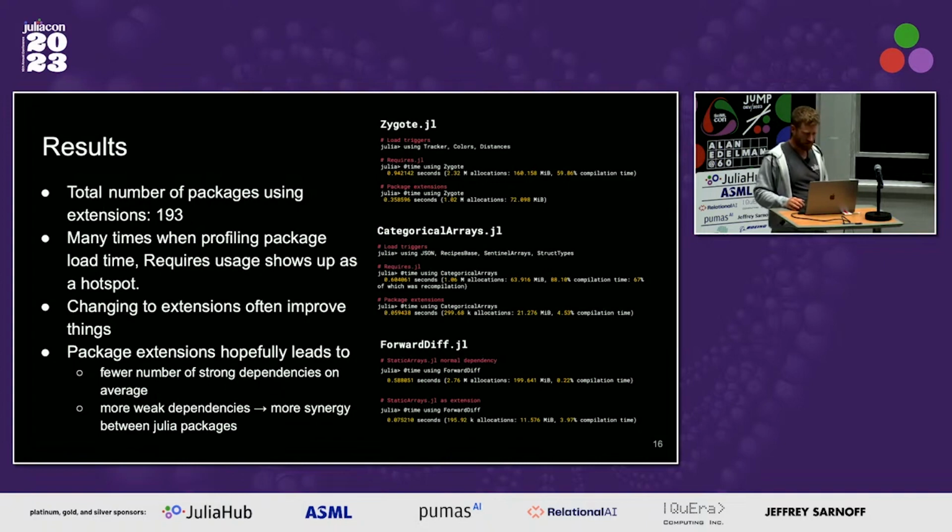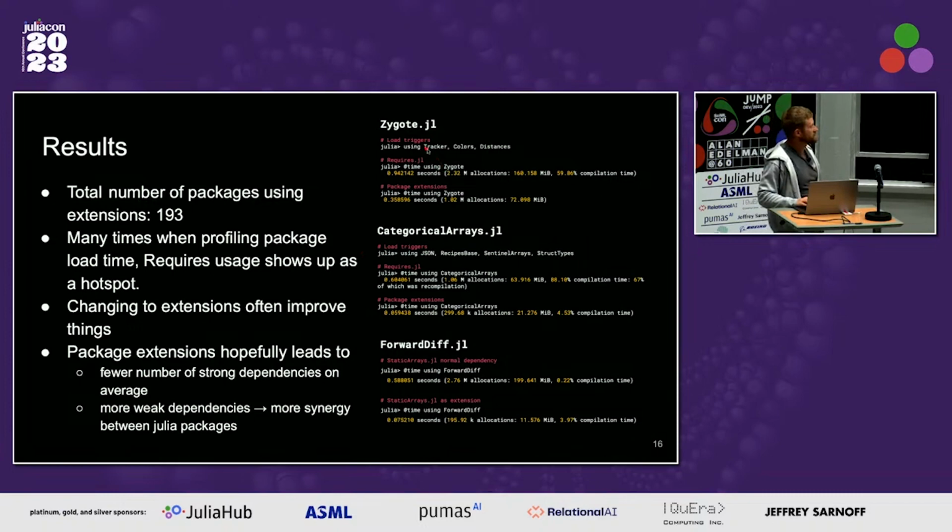So I have some results then. Let's first look at some performance numbers. I have 3 packages here which have been converted from using Requires to package extensions, that is, from using something as a normal dependency to an extension. The first one is Zygote.